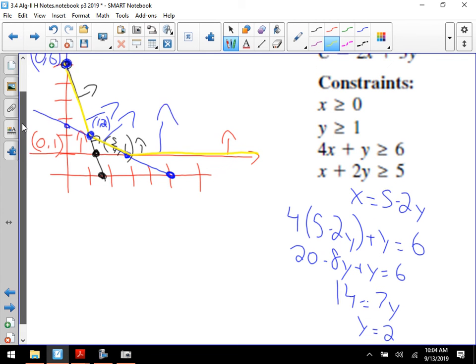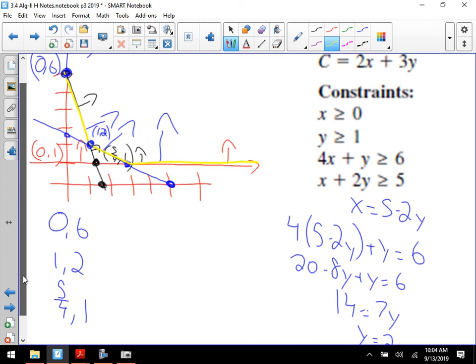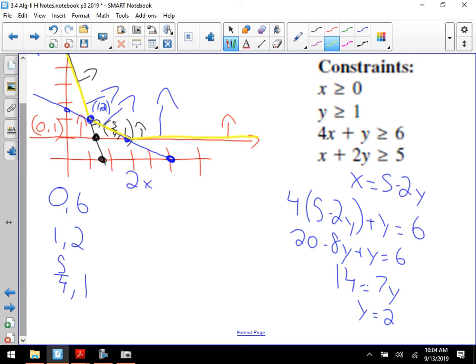So all we have to test then would be 0, 6, 1, 2, and 5/4, 1. We would test those in our objective, 2x plus 3y. Figure out which one's the smallest, which one's the largest. Well, we won't have a largest, but which one would be the smallest. Okay?